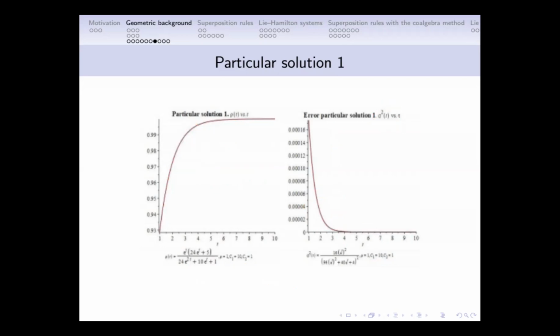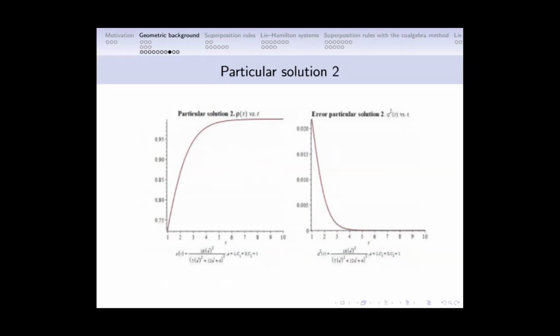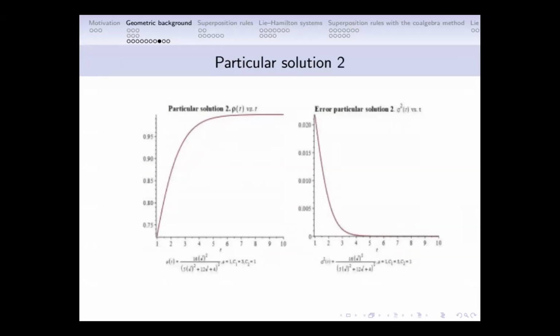Another particular solution is given by different choices of the constants of integration and different choices of the rho. So this other one is the second. Which one am I showing? Yeah, this one is more interesting. So this one, you have C1 equals 3 and C2 equals 1.